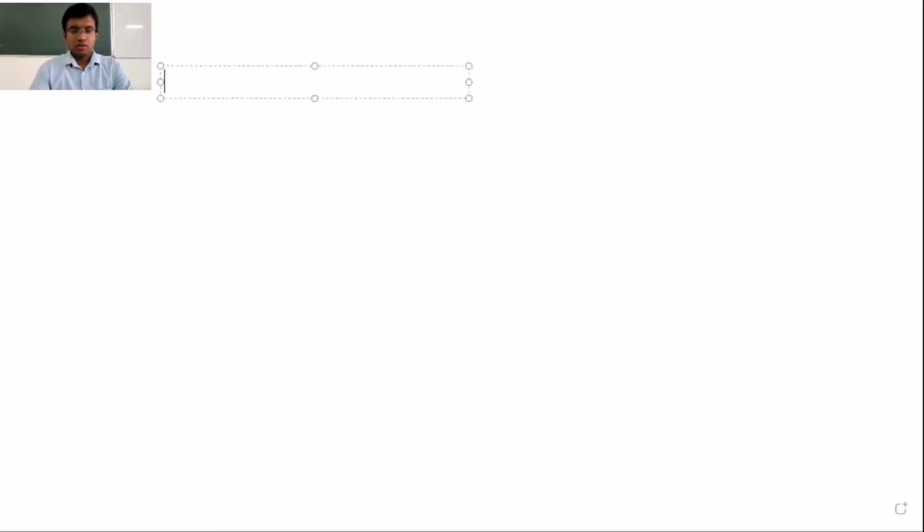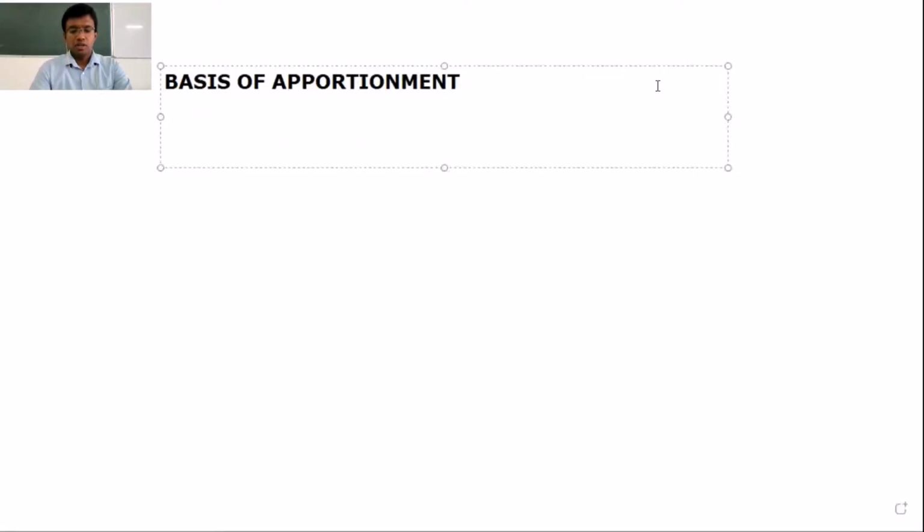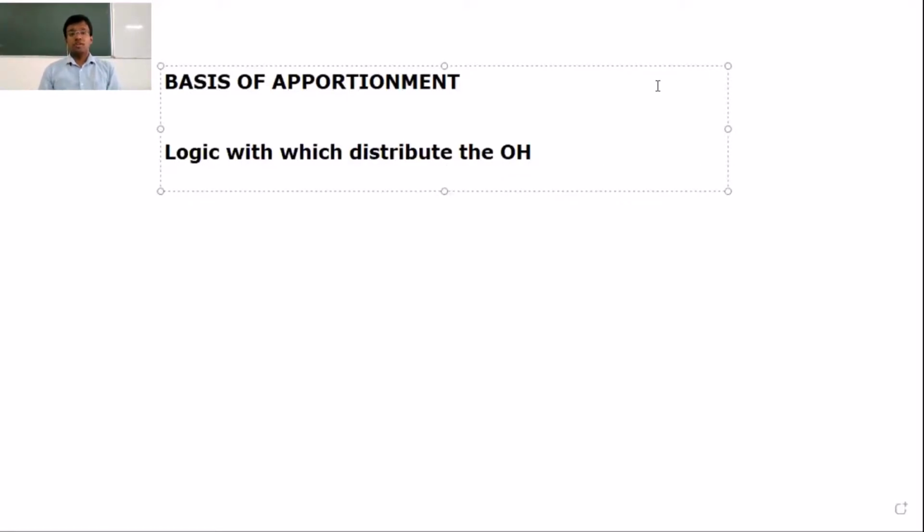We have to learn a concept which is called basis of apportionment. Now, what do you mean by basis of apportionment? Basis of apportionment refers to the logic with which you would distribute the overhead.